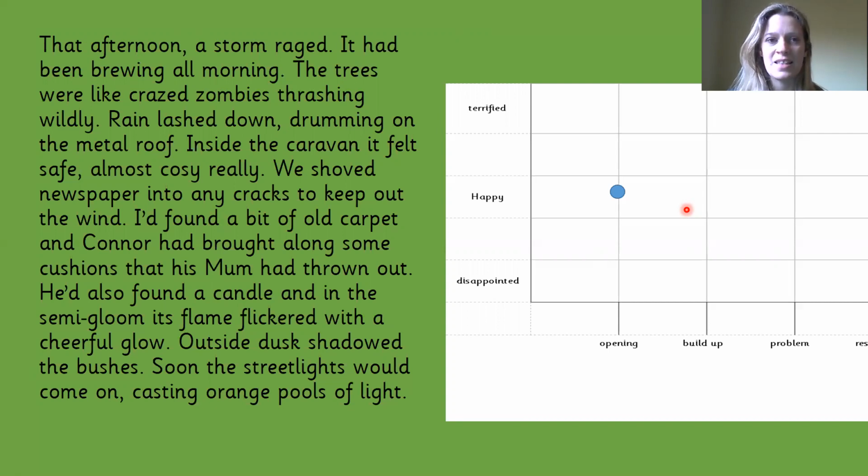A lot of the words in there are quite negative, aren't they? These were the types of words we were picking up in our poem to describe that setting in a very negative way. So we've got the storm raged here. You've got that it's been brewing all morning. You've got crazed zombies thrashing wildly. You've got lashing down, drumming on the metal roof. But the author decides to put this sentence in afterwards.